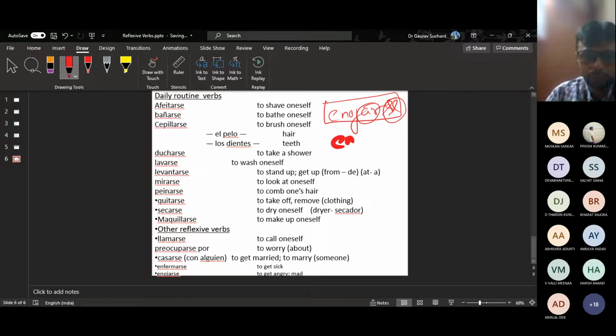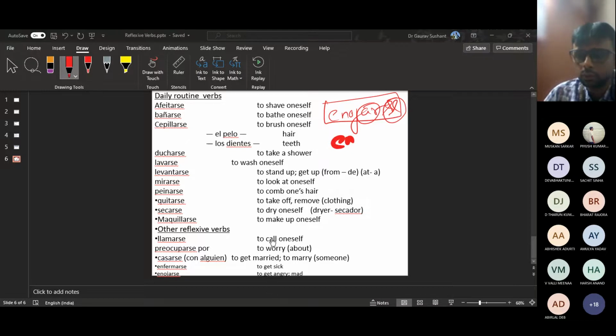I hope all of you are able to understand, but it will be more clear once you do some exercises related to it. So let me give you some exercise.